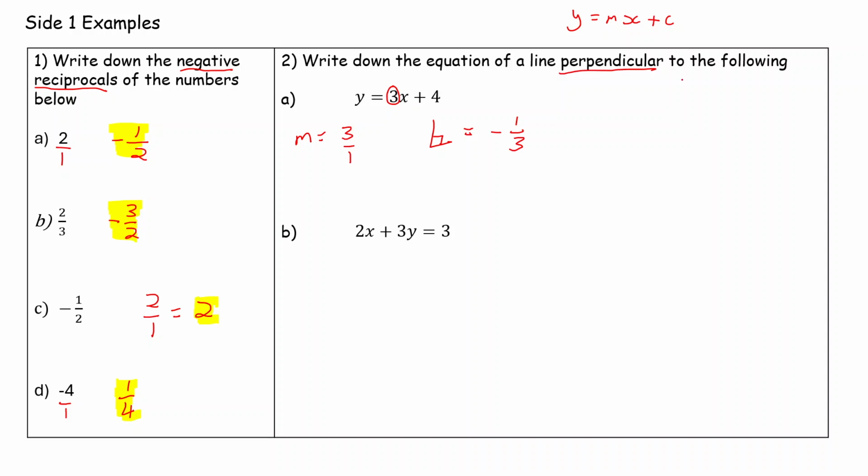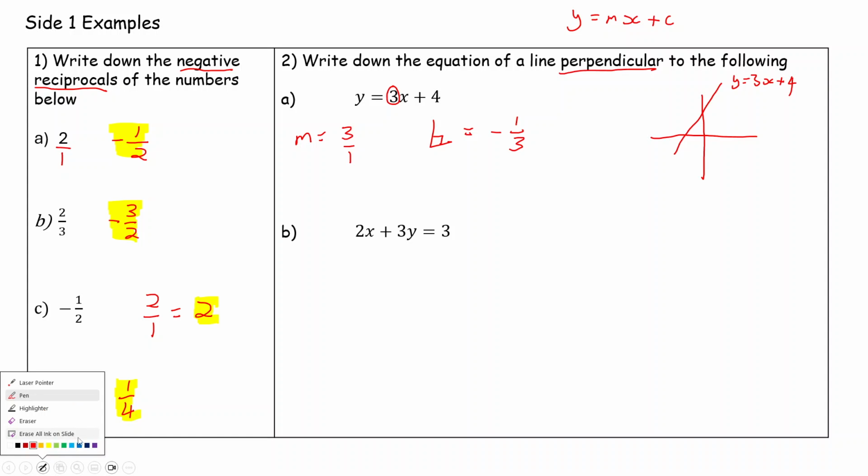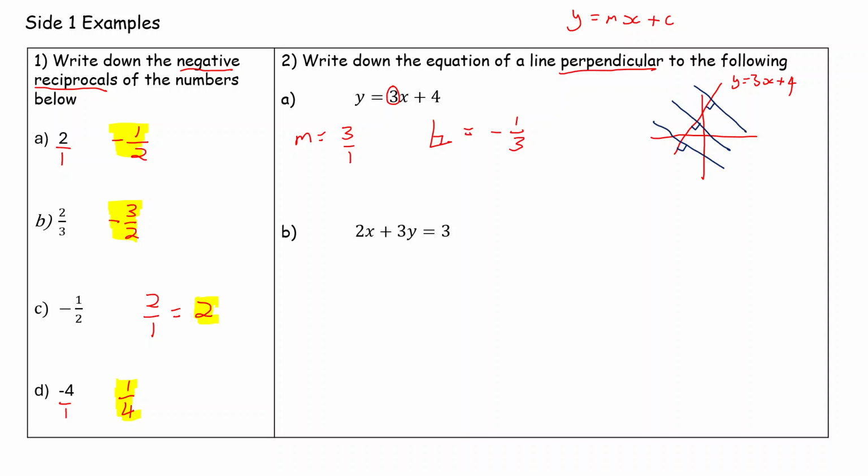If I just roughly draw this out as a sketch, let's do that really quickly. So this line here, y equals 3x plus 4, will look something roughly like this. That is y is equal to 3x plus 4. A line perpendicular to that could be any line that is at right angles to that line. So it could be this one here, or this one here, or this one over here. All of these lines are perpendicular, but clearly they cross the y-axis at a different y value, but that value doesn't matter. It can be anything. As long as your gradients are the same, which is minus 1 over 3 in this case, the value of c can change.